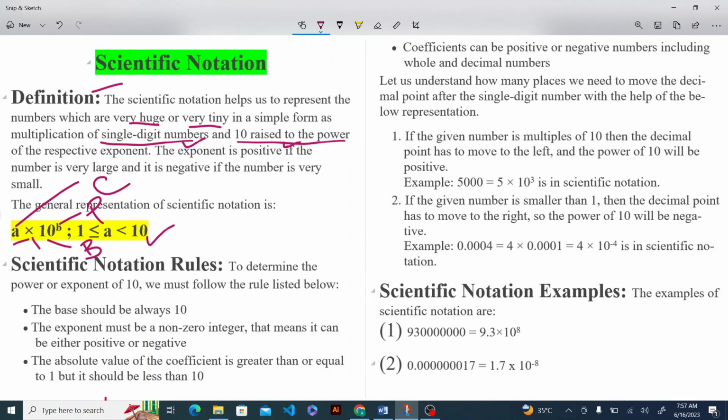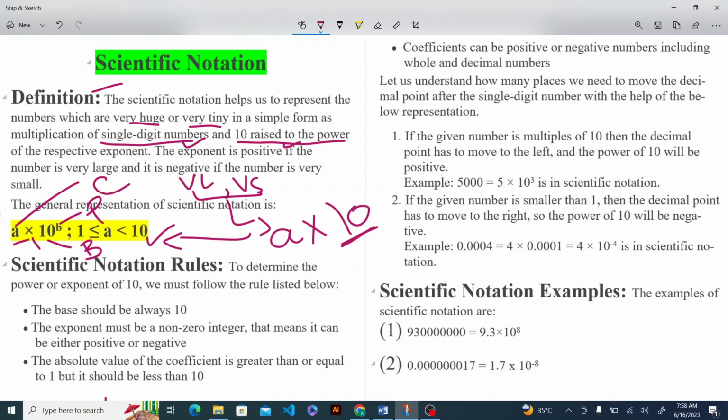Okay, so if you have a very large number or a very small number, you are going to write both of these numbers in this form. In scientific notation form, a single digit number is multiplied with some base, that is 10, that will always be 10, 10 raised to some exponent or power. Okay, let us see further scientific notation rules, and then we will move forward to the examples.